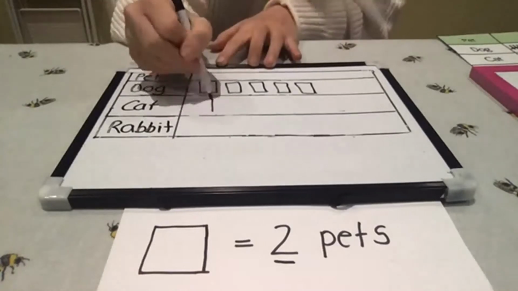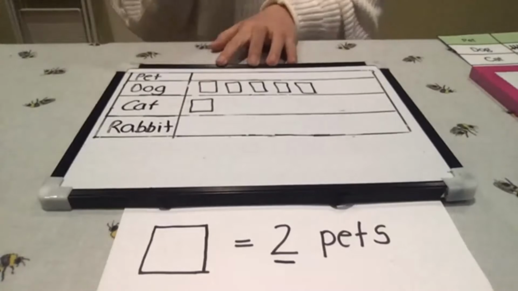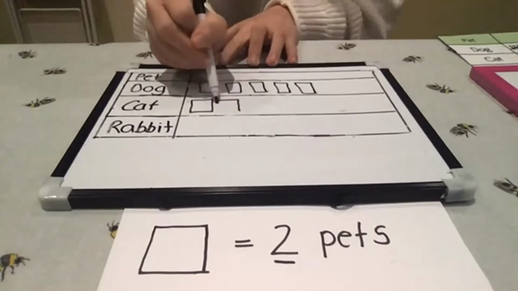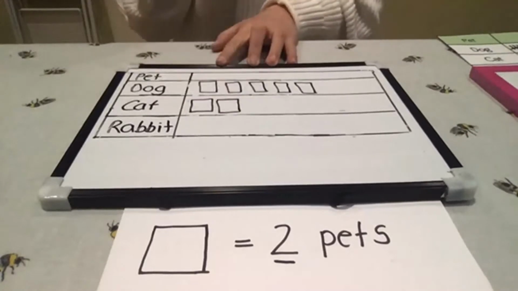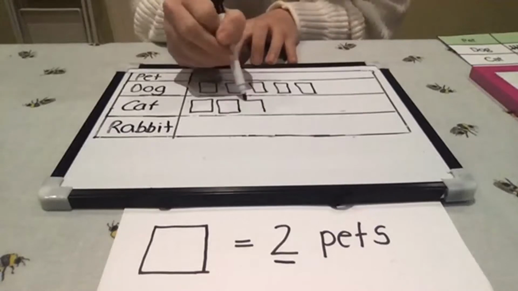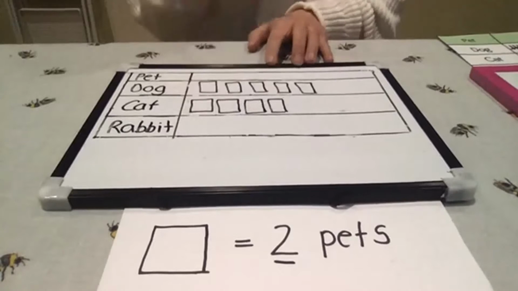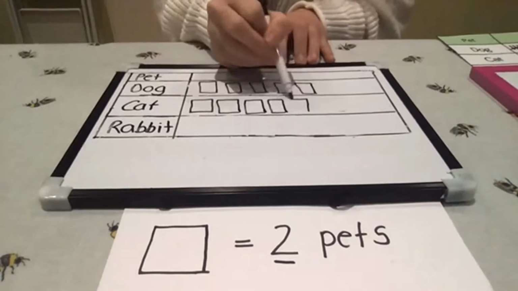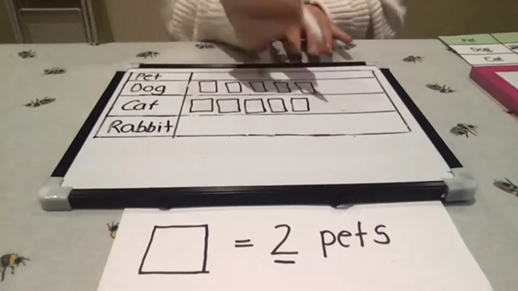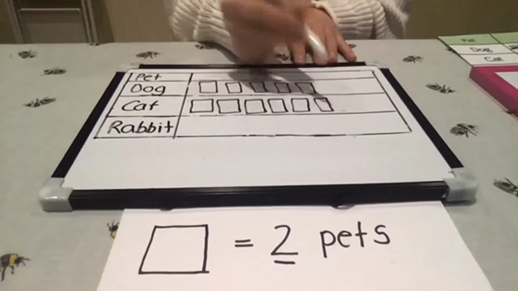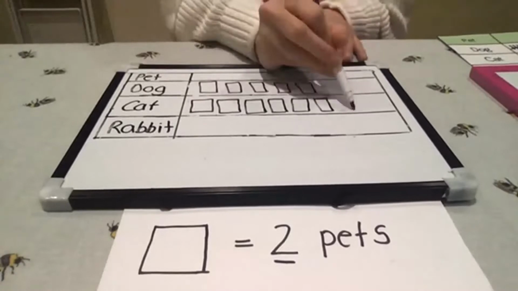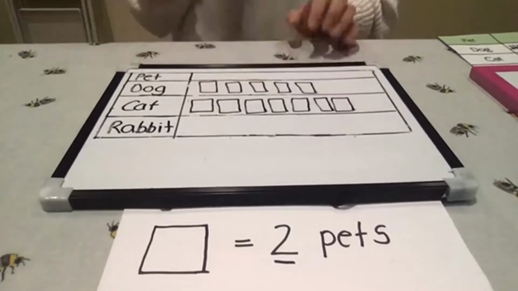So my first square represents 2 cats. My second square, 4 cats. Can you count with me? My third, 6 cats. 8 cats. 10 cats. 12 cats. 14 cats. So there we go.